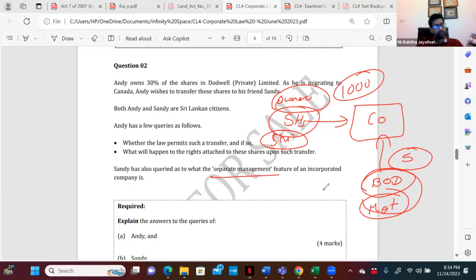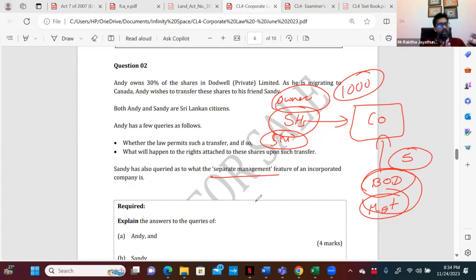Shareholders and the board of directors are basically different from each other. The shareholders are the owners. The board of directors are responsible for the management. If you're merely a shareholder, you cannot get involved in the management of the company unless at a shareholders meeting. So this is what you have to basically mention in your answer to score these 6 marks.